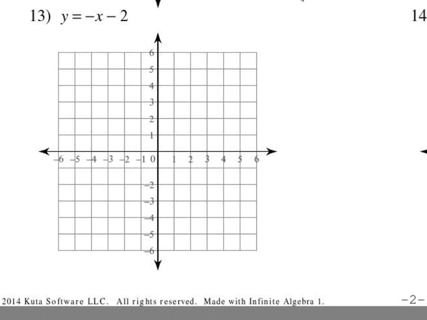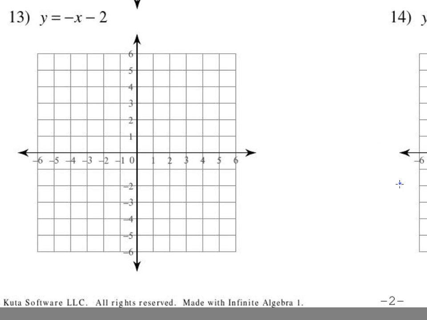Why don't we just try one more here? Number 13. So for 13, what is our m? What is our b? Our m equals, well, what is that number? It is not 0, it is not x, it is -1. But we'll make it as a fraction, -1 over 1. And what is our b? It is not 2, it is -2.